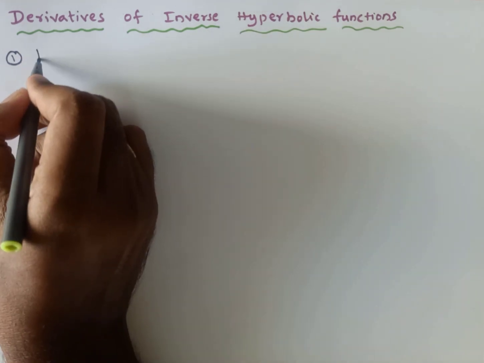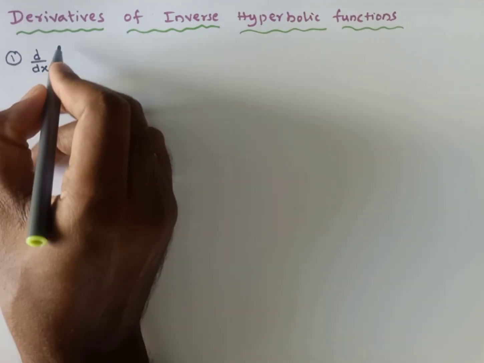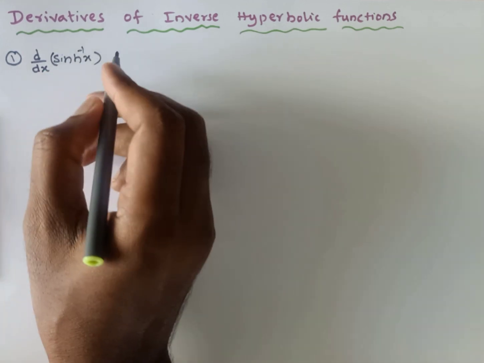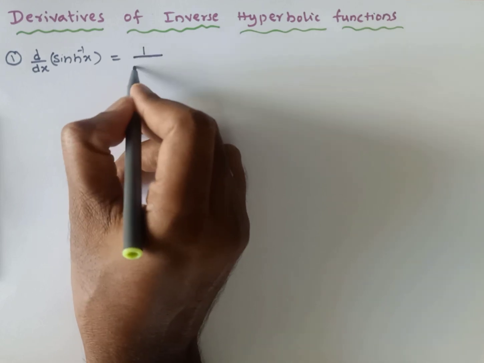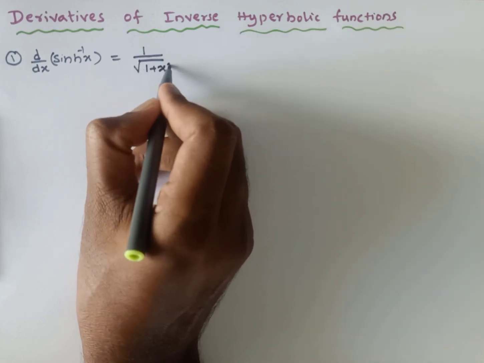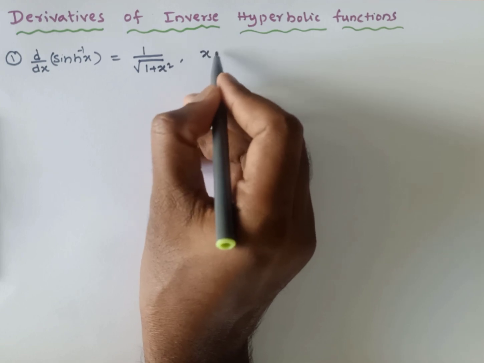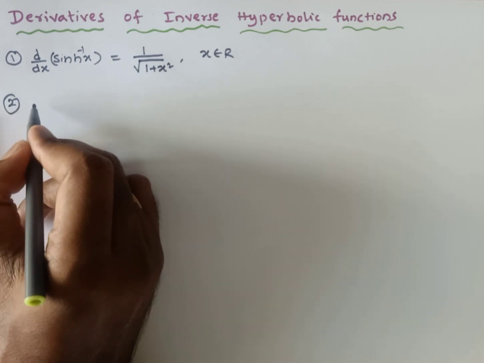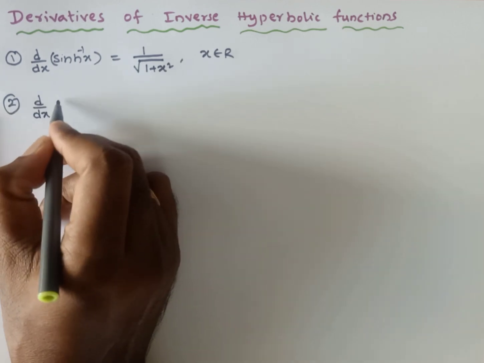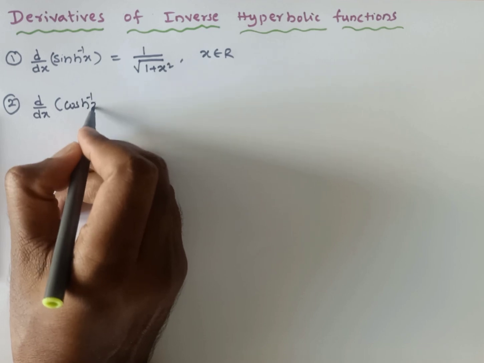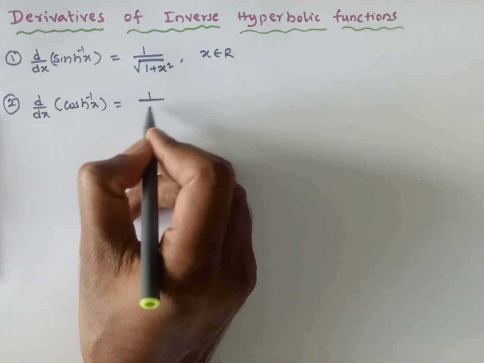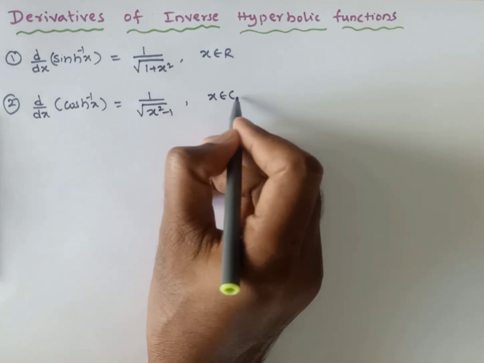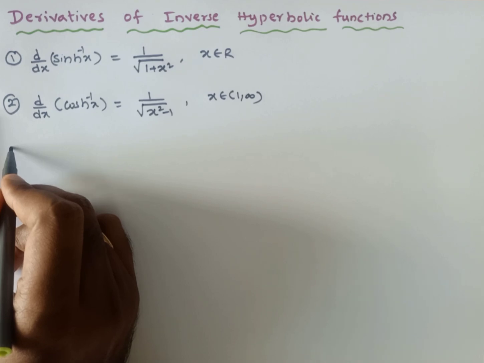The first thing is the derivative d by dx of sinh inverse of x, which is 1 by square root of 1 plus x square. As you know, the domain is x belongs to R. Now the second one, the derivative d by dx of cosh inverse of x is 1 divided by root of x square minus 1. Here x is from 1 to infinity.